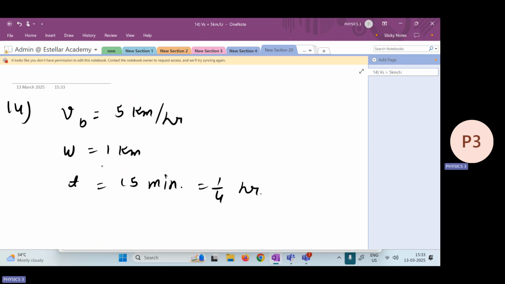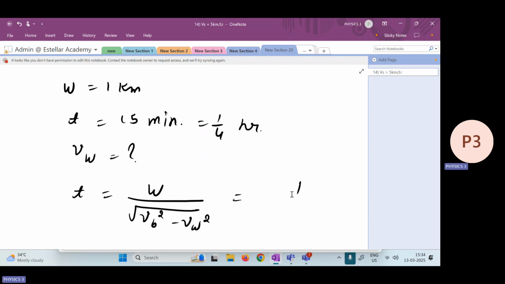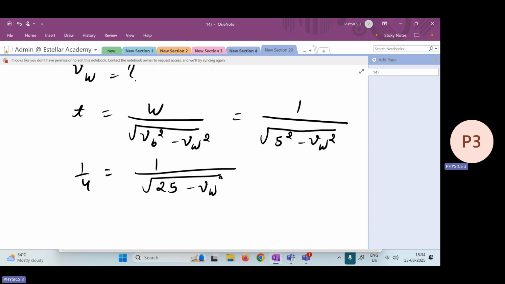Now we have to find the velocity of the river, or velocity of water, so VW we have to find out. We have a direct formula for time: T is equal to W upon under root VB square minus VW square. Now W we have 1, VB we have 5, VW we have to find out, and time we have 1 by 4 hour, which is equal to 1 upon under root 25 minus VW square.